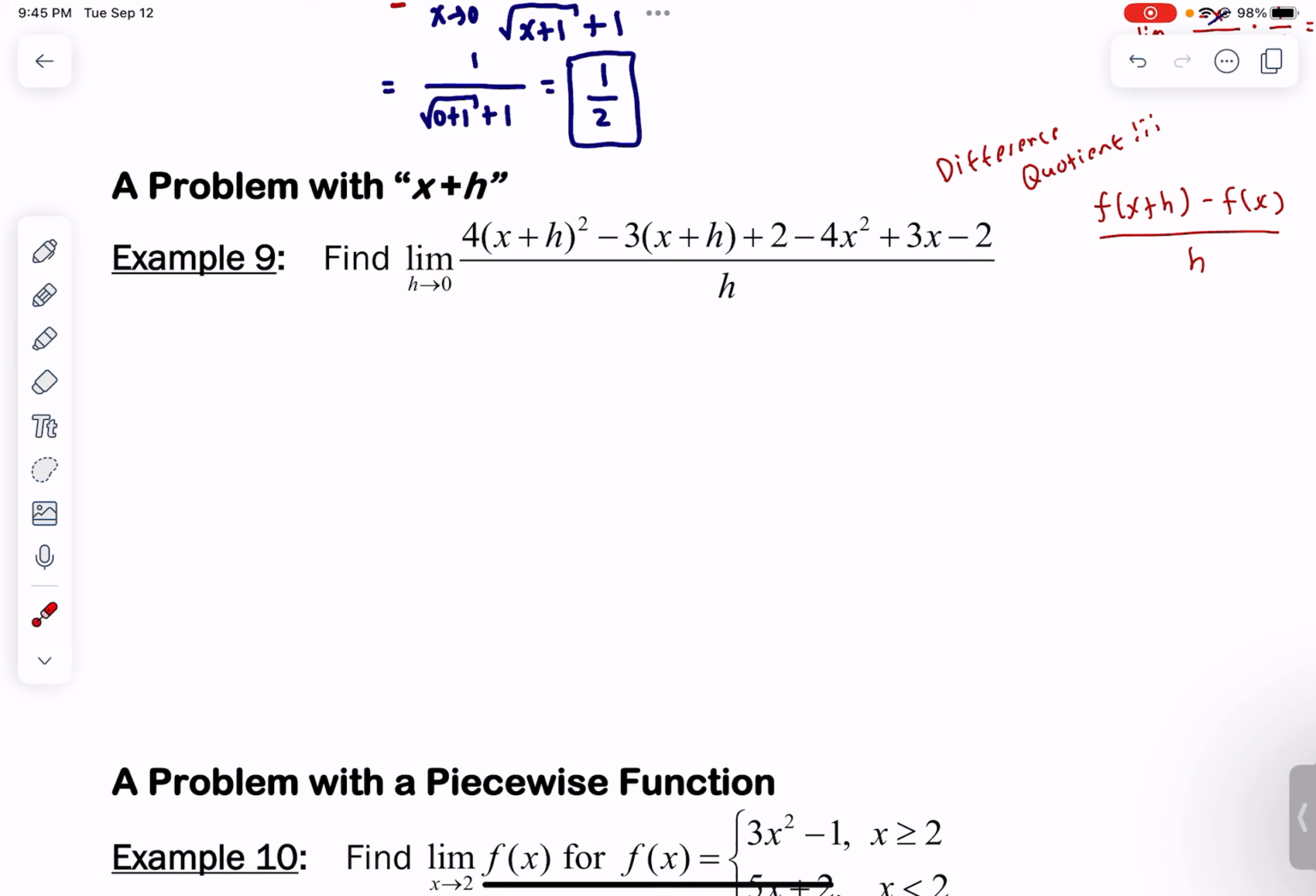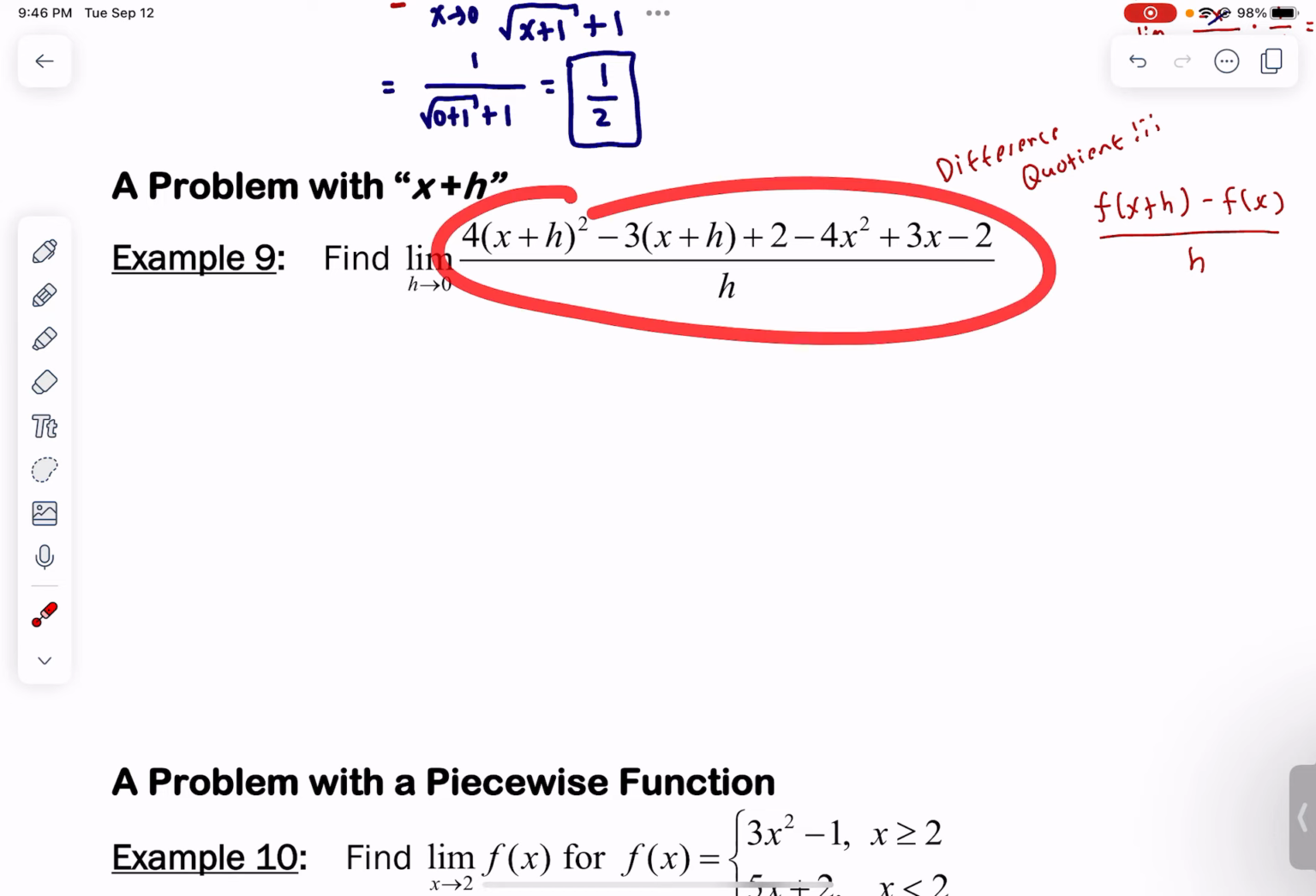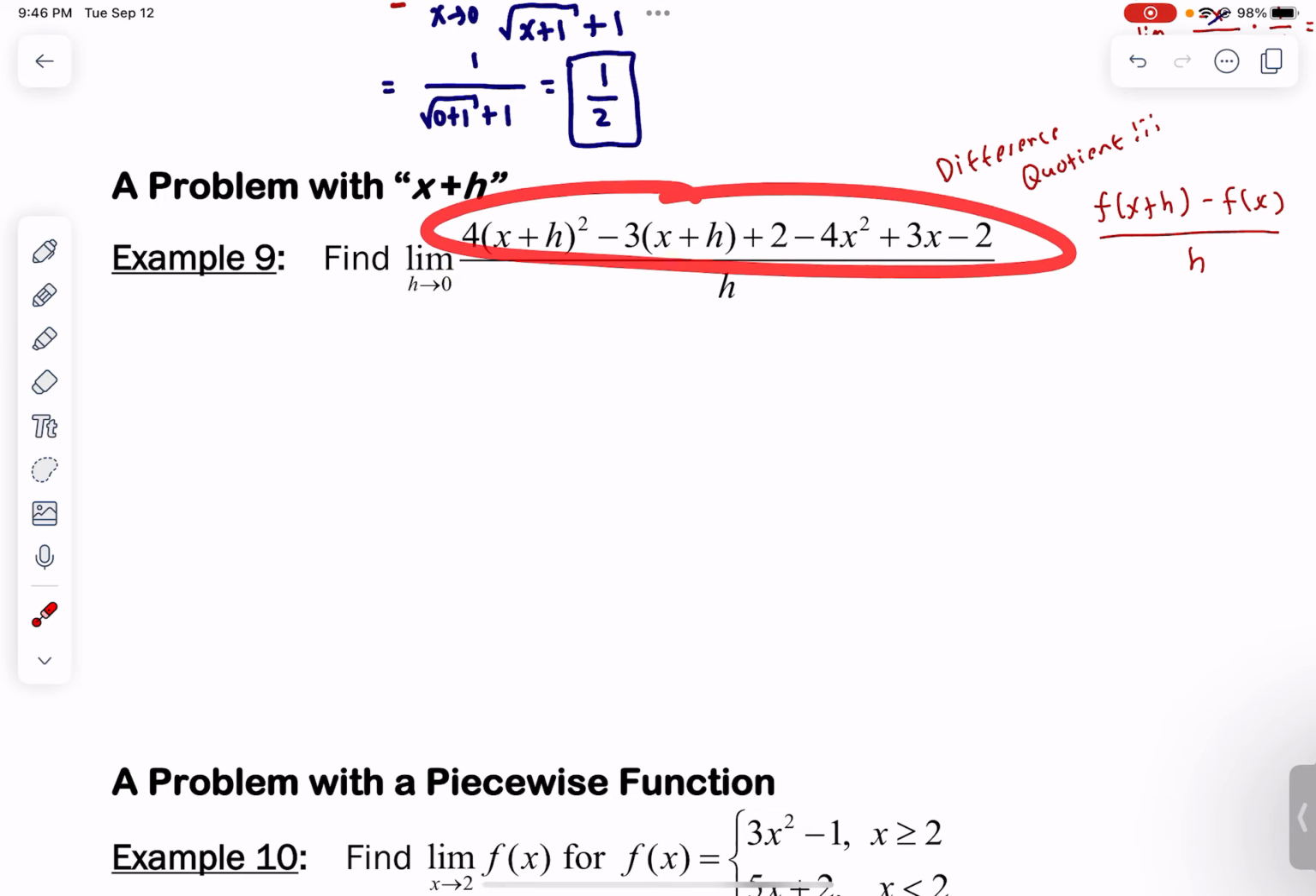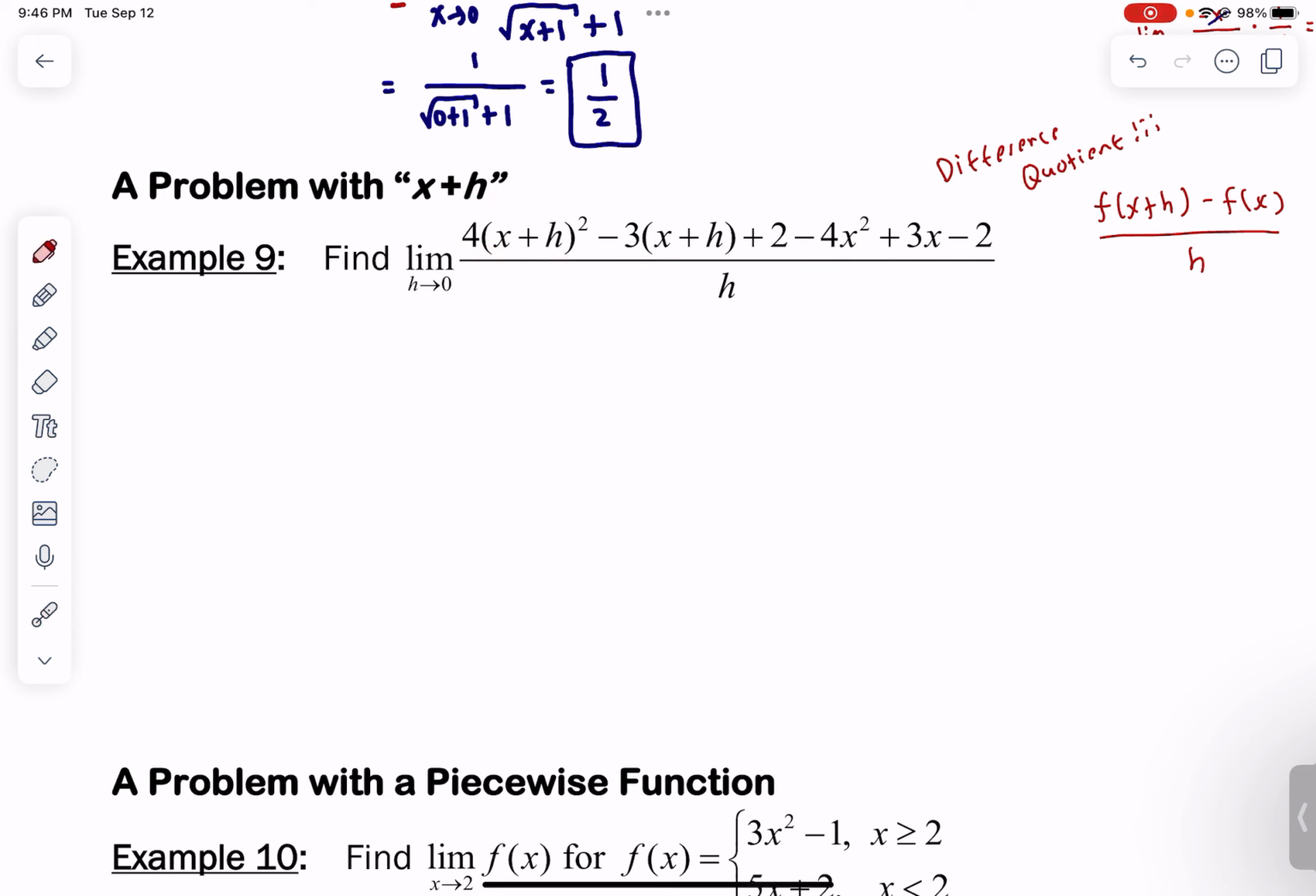And once again, if you plug in 0 directly into this expression, wherever you see an h, you'll notice that you will get 0 over 0. And once again, that is the indeterminate form. So we can't directly substitute in h equals 0 into this expression. So we have to simplify this expression. So let's go ahead and do that.